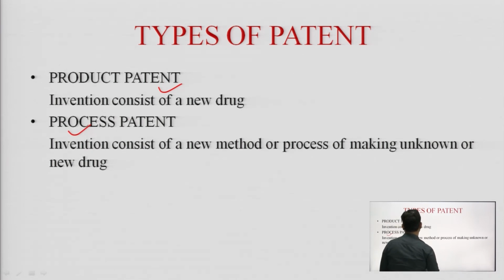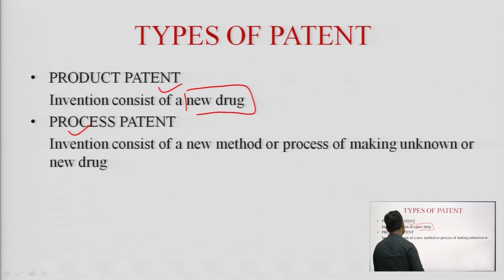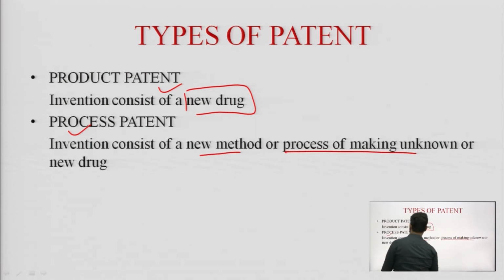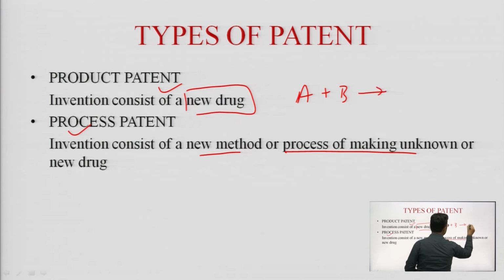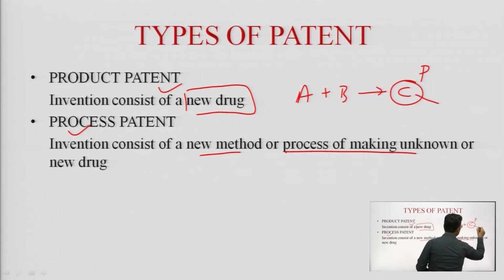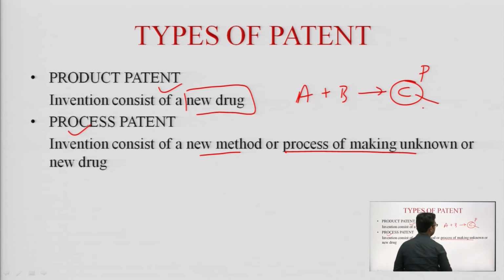Product patent means the invention consists of a new drug, and process patent means the invention consists of a new method or process of making an unknown new drug. So for a product, A plus B has become C. So this is the product. Patent is given on the product, which means no one else can make this product.